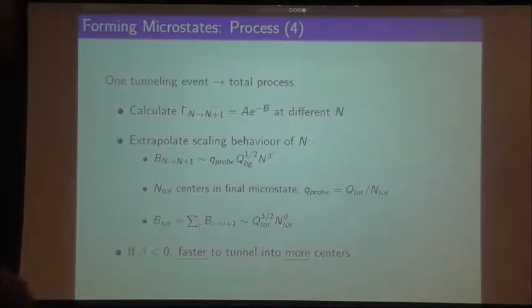Yeah. I'll return to that at the end when I discuss some pitfalls here. Good. So to go from this one event, this incremental event, to the total process of creating the entire black hole microstate, we can do a simple calculation. First we calculate this incremental process at different values of n, for different solutions. And then from these different values of n, we can extrapolate the scaling behavior for all n.